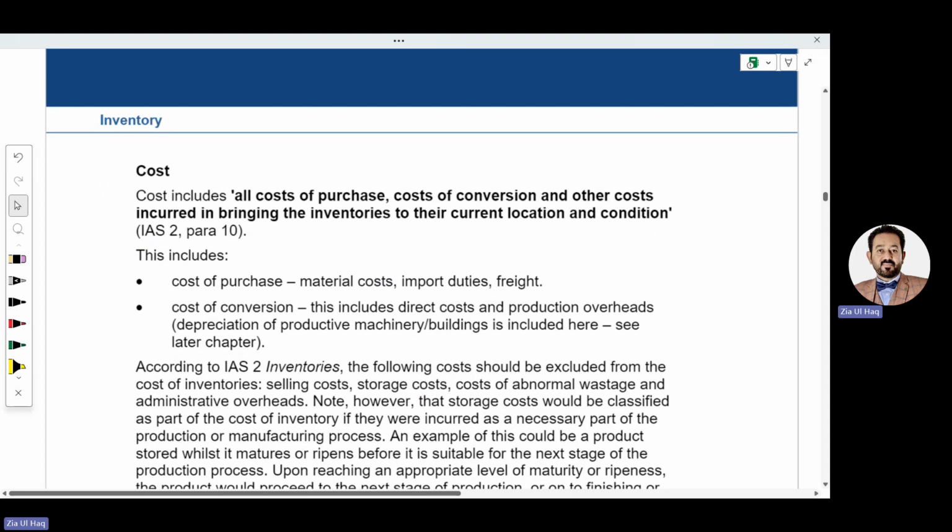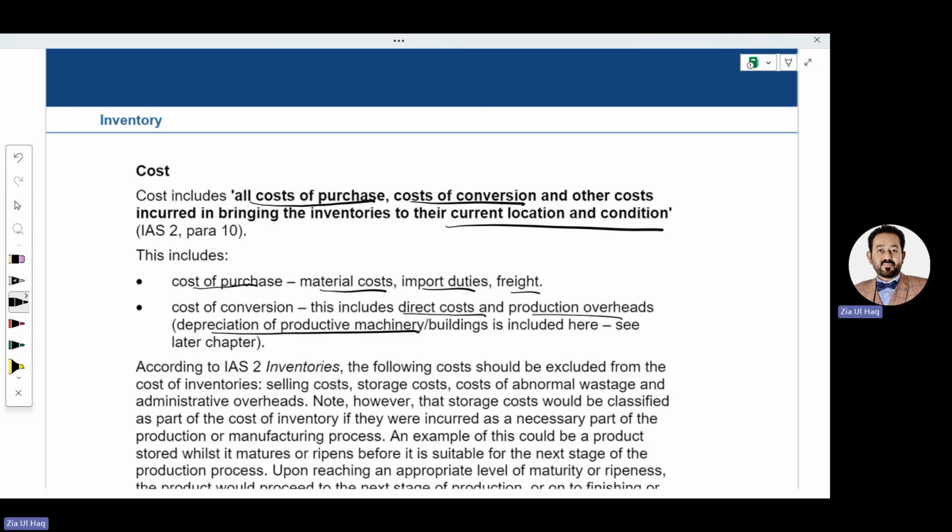So what is meant by cost? Cost includes all costs of purchase, costs of conversion, meaning labor plus overheads, and other costs incurred in bringing the inventories to their present location and condition. This includes cost of purchase like material cost, import duties, freight, and cost of conversion includes direct cost and production overheads, depreciation of productive machinery. If you are using any machinery in production, its depreciation is a part of inventory cost, cost of sale.